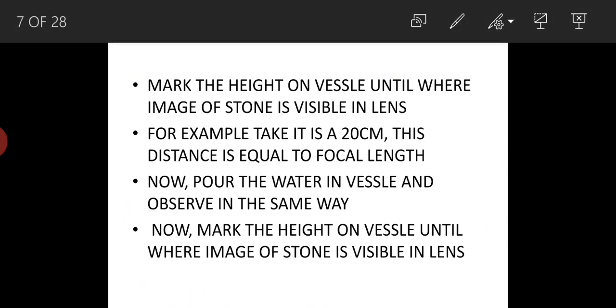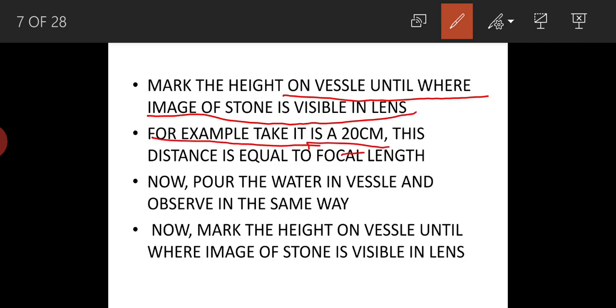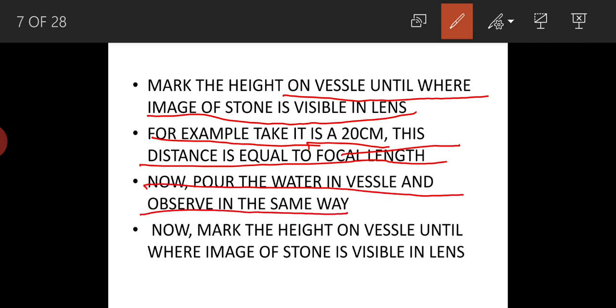Now mark the height on the vessel until where the image of the stone is visible in the lens. For example, if that height is 20 centimeters, then this distance is equal to the focal length. This 20 centimeters is equal to focal length. Now pour water in the vessel and start observing the stone by using the convex lens.